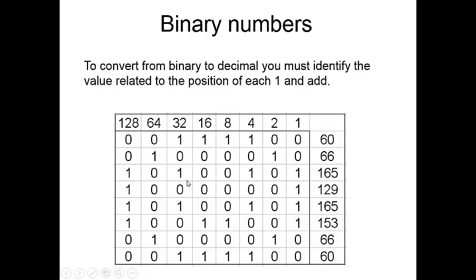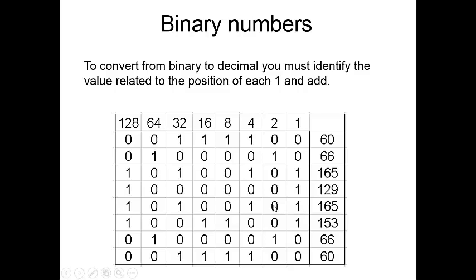What we can see is that all we're doing really is working out the value of each one. Depending on its location, it has a different value, and then we're going to add those up. So if we look at 165, starting from the smallest number, we've got a 1, so that's going to equal 1.